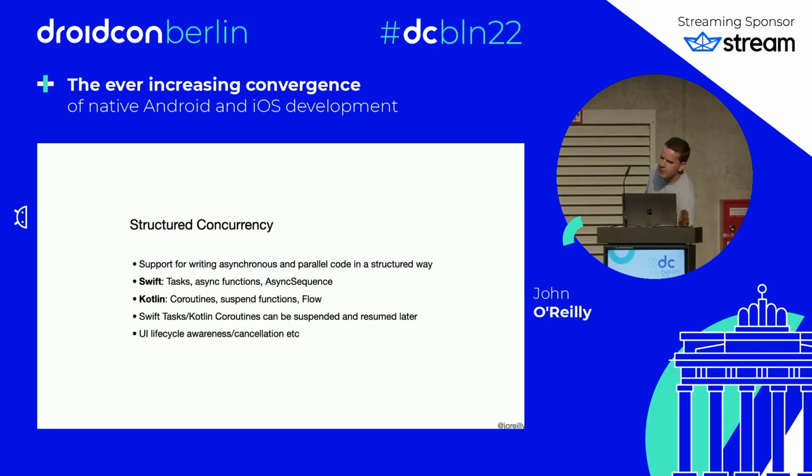This is a really powerful capability that allows us to write async code in a way that's easy to read, and also allows a more deterministic structured approach to error handling and cancellation, for example. A key enabler of this is the ability to have code that can be suspended at particular points and resumed later. And as we'll see in a moment, Swift supports this through things like tasks, async functions, and async sequence, and Kotlin similarly through coroutines, suspend functions, and Flow.